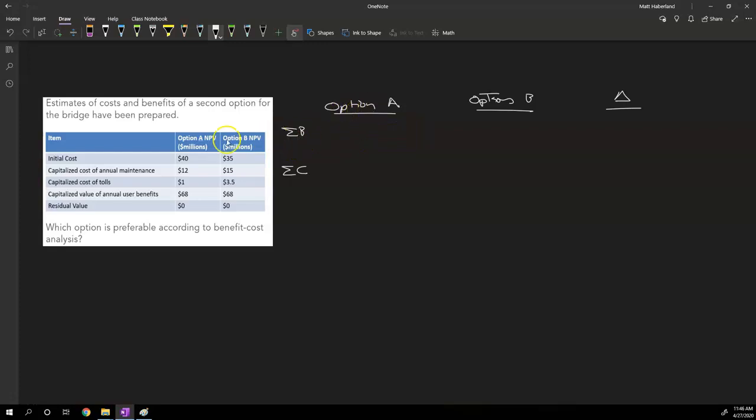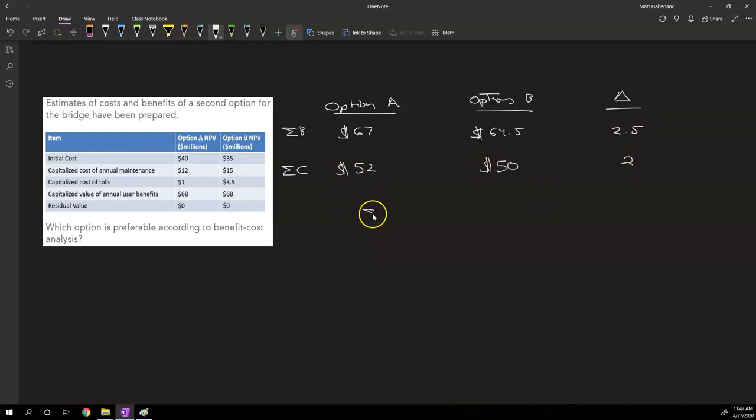Okay, so the sum of the benefits for option A, well, we've got this 68 minus this disbenefit of 1, so that'll be 67. The sum of the costs for option A is 40 plus 12 is 52. Option B, we've got the sum of the benefits is 68 minus those capitalized costs, the tolls. So we're going to have 64.5. And the sum of the costs, 35 plus 15, that's just going to be 50. And the delta is going to be the difference between the two. So we're going to take 67 minus 64.5, that's going to be 2.5. And 52 minus 50 is 2.